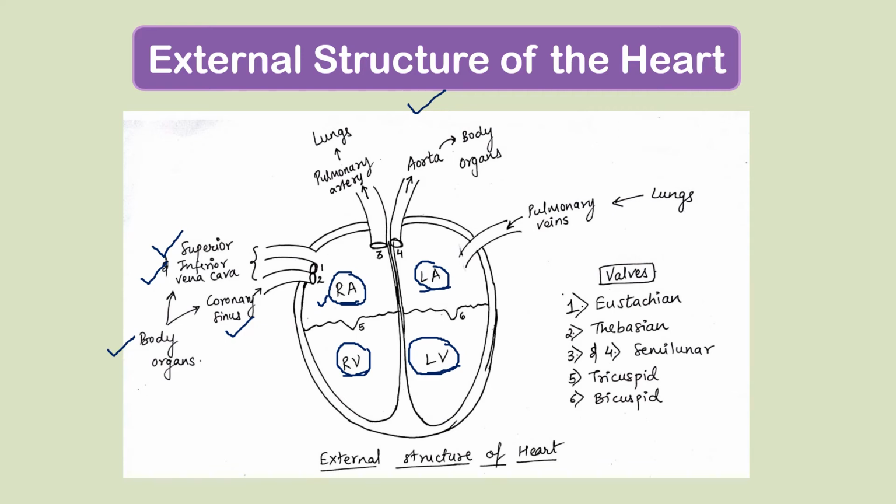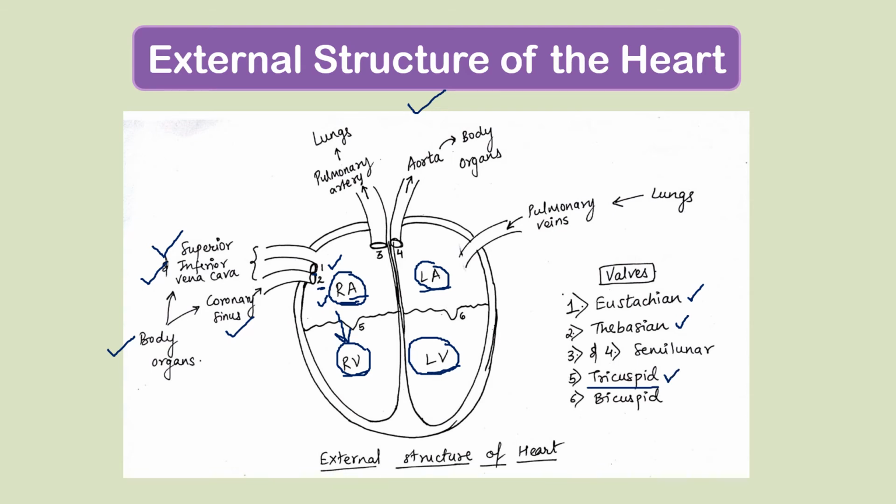The valve number one that I have shown here, the one that is guarding the inferior vena cava, is actually the Eustachian valve. The valve that guards the coronary sinus right here is the Thebesian valve. Now once the blood has come into the right auricle, it is then passed or pumped into the right ventricle. It passes through the tricuspid valve.